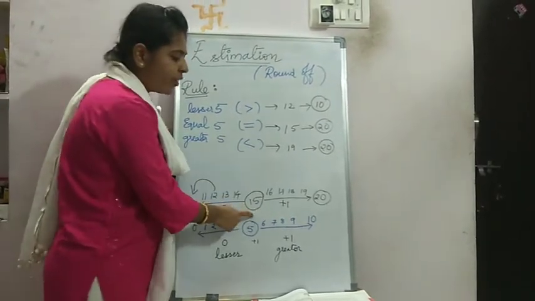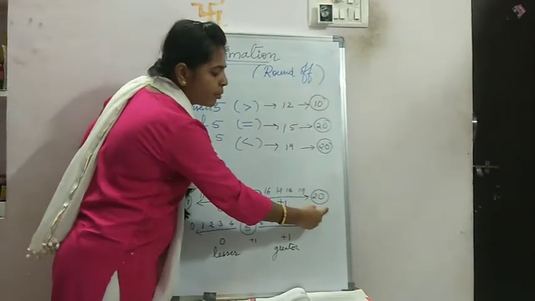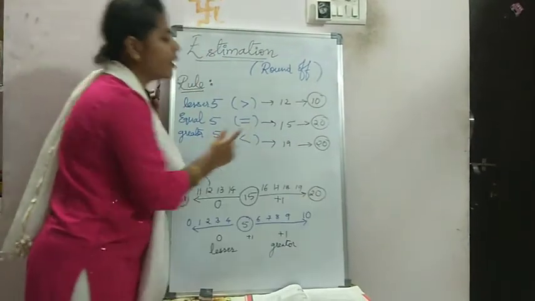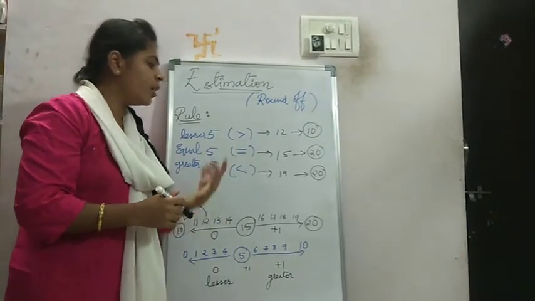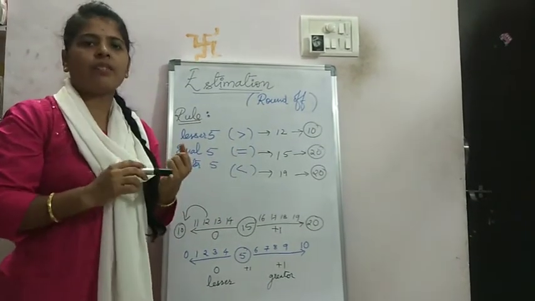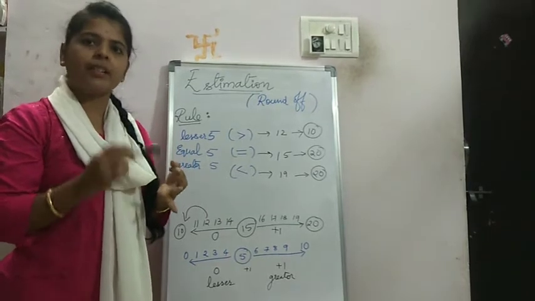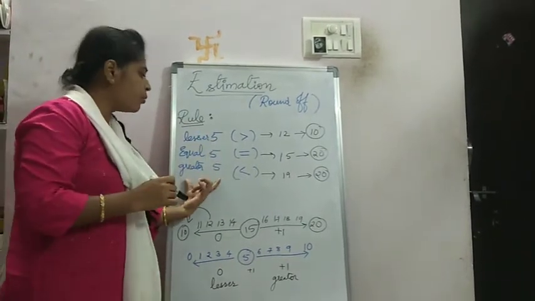And if it is 15 and more than 15, it will be rounded up to 20. In this way, the estimating number is shown. This is the one example I have shown you. In the same way, you will see it for the tens place, hundreds place, thousands place. The same rule will be applied.